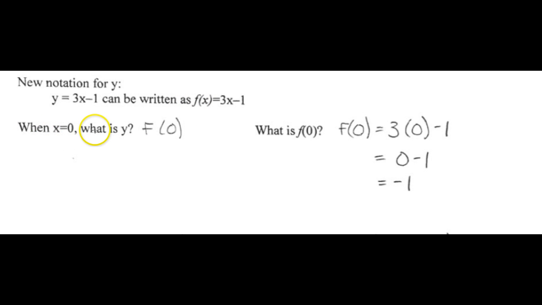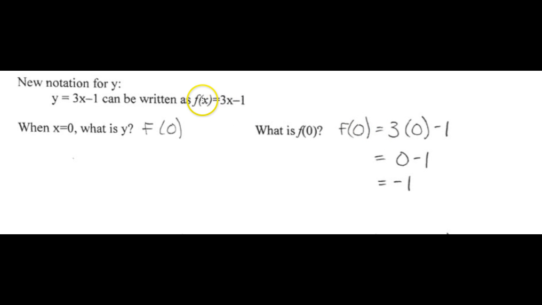When x equals 0, what is y? Another way to say that is, what is f of 0? F of 0. X is in the parentheses. It says x is 0, so we want to know what is f of 0. It is what happens to what is in the parentheses.